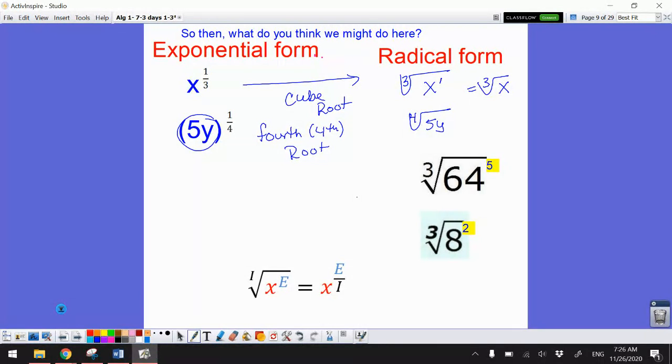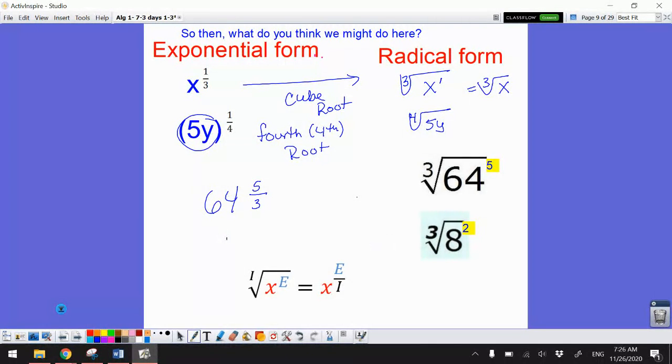So 64 with a 3 and a 5. So we know what our radicand is. What's going to go on top? Well, if I remember right, that's the exponent. So the 5 goes on top, and the index is a 3. So that is 64 to the 5/3 power.